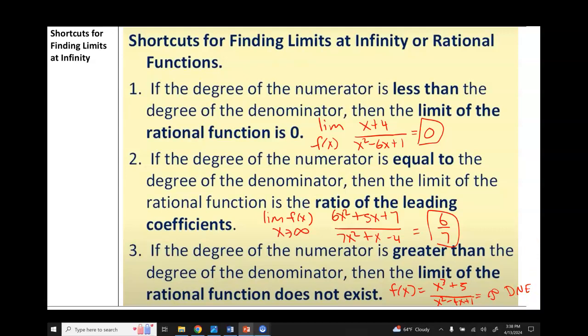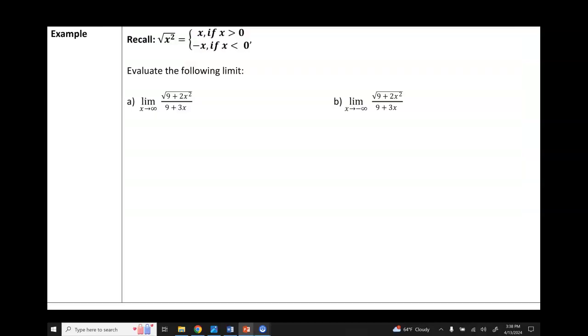So again, you don't have to use this, but if you want to use a shortcut, you can. All right, now lastly, remember that if you have radical x squared, you always get a positive value. I'll give you an example.